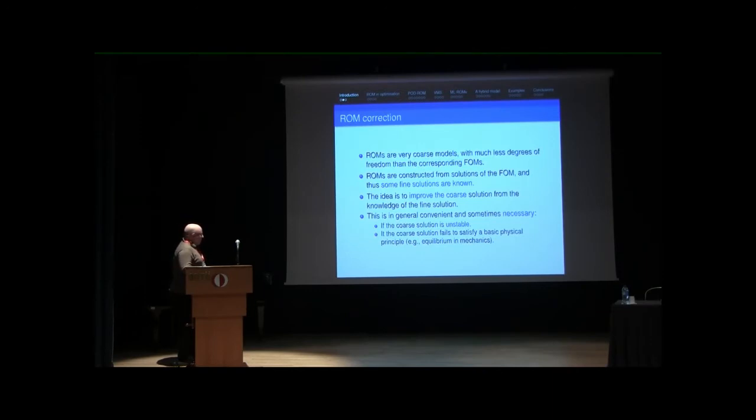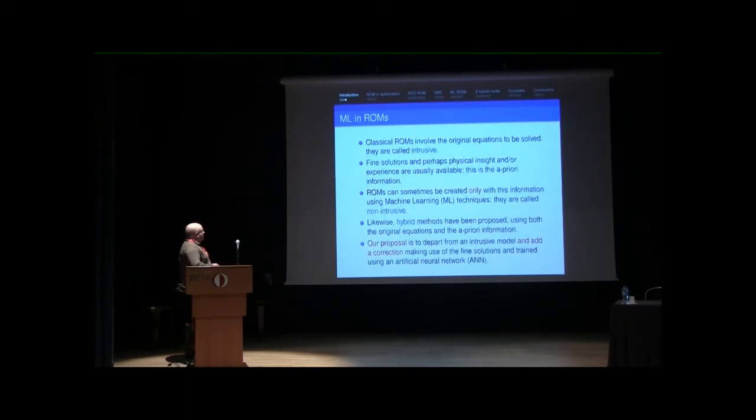So this is in general a convenient strategy and sometimes necessary. This is necessary in the case in which the coarse solution is unstable, that might happen, or also in the case in which the coarse solution fails to satisfy a basic physical principle, for example, equilibrium in mechanics. So when you go from the full order model to the reduced order one, the solution doesn't satisfy a basic principle such as global equilibrium. In this case, a correction might be needed, and we have to remember that to do that correction we have at our disposal the full order model solution.